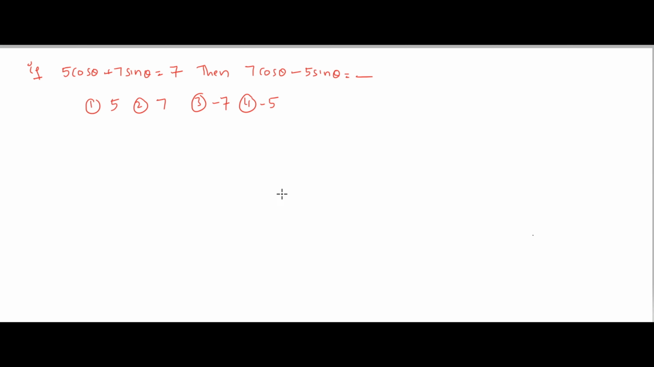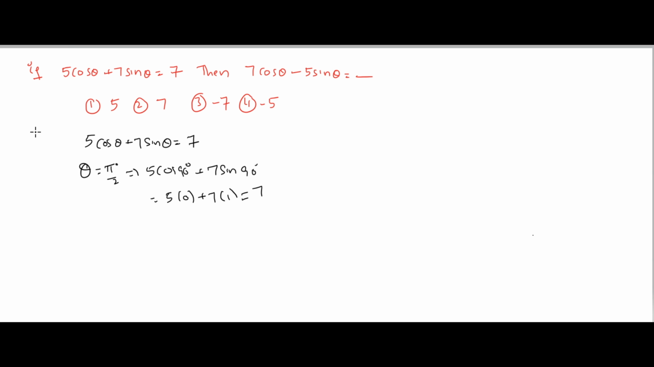Next question: if 5 cos theta plus 7 sin theta is equal to 7, then 7 cos theta minus 5 sin theta value is dash. Here is given 5 cos theta plus 7 sin theta is equal to 7. Put theta is equal to 90 degrees. That implies 5 into cos 90 plus 7 sin 90, that is 5 into 0 plus 7 into 1, that is equal to 7. Equation satisfied for theta is equal to 90 degrees.